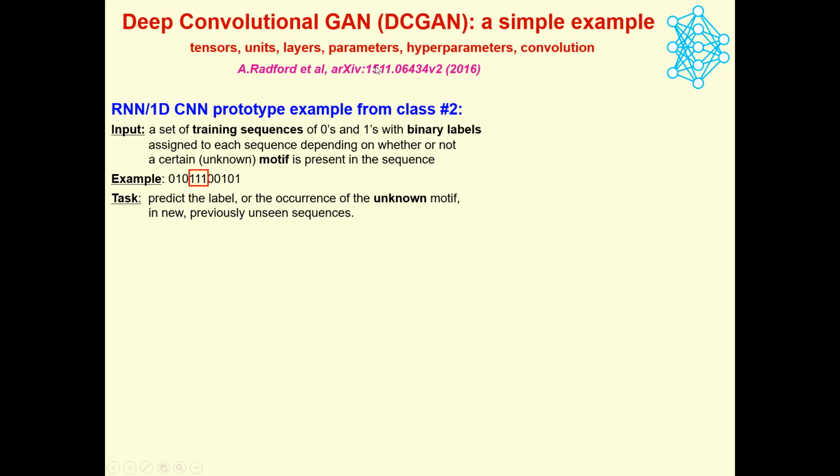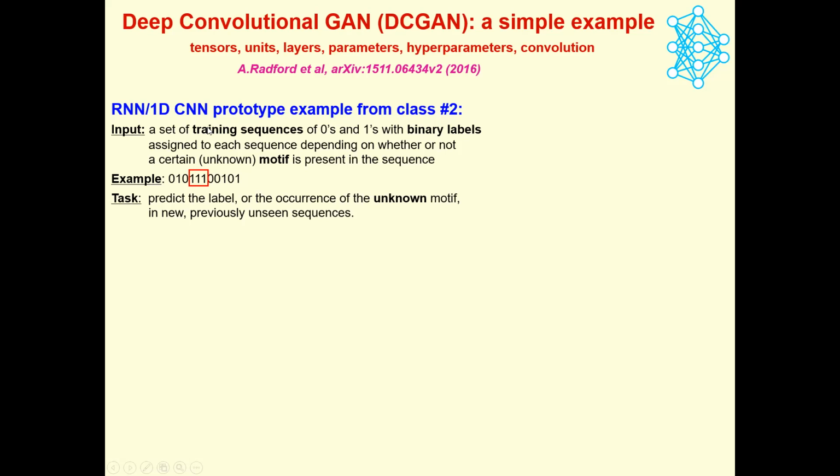So for this DC GAN, I will discuss a simple example. Although our main focus in this class will be on image processing, for this example, I will use a sequence example. It will be a modification of the example we discussed in class number 2, and it will be instructive to understand the difference between the two examples. So let me first remind you of the example of class number 2.